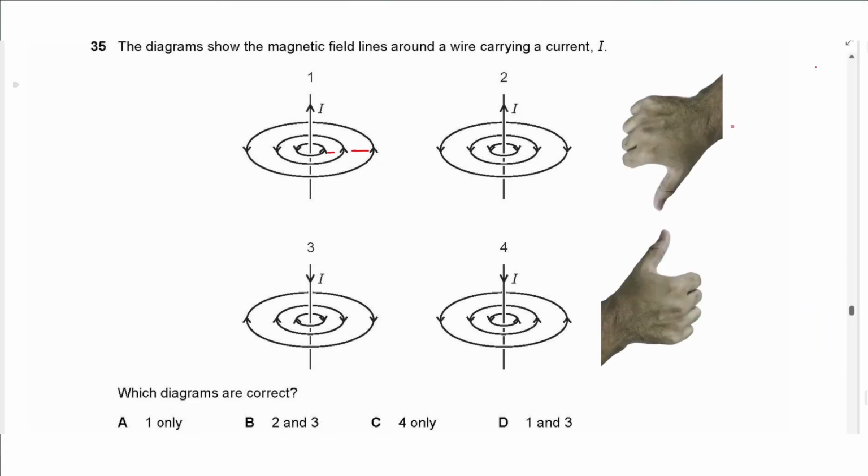So using the right hand grip rule, if the current is going downwards, the magnetic field should be pointing clockwise. If the current is going upwards, the magnetic field should be pointing anti-clockwise. So diagram 1 is actually correct and diagram 3 is correct. So the answer is 1 and 3, making it D.